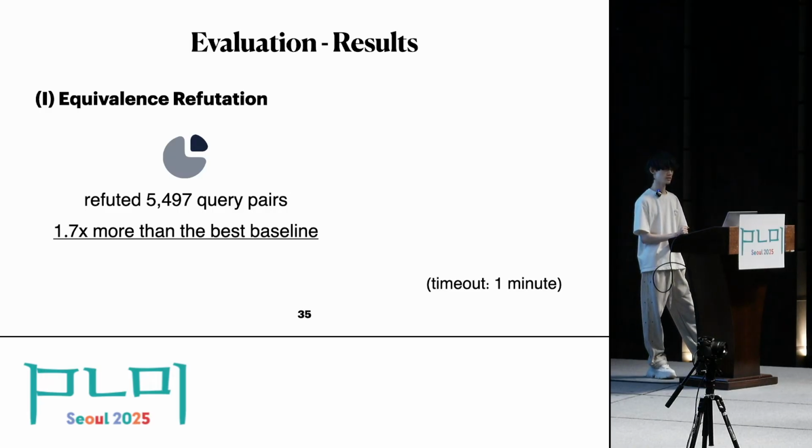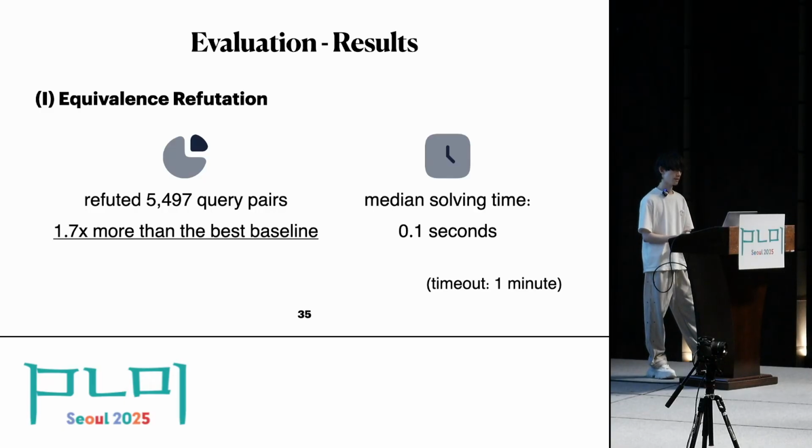For the equivalence checking task with a 1-minute timeout, Polygon can refute over 5,400 query pairs. That's about 1.7 times more than the best existing approaches. So given that most query pairs are actually expected to be equivalent, this is a surprisingly high number. And in terms of efficiency, Polygon can solve the benchmarks with a median solving time of only about 0.1 seconds.